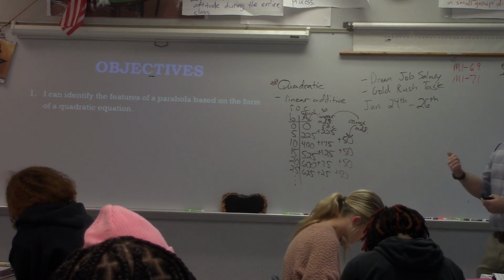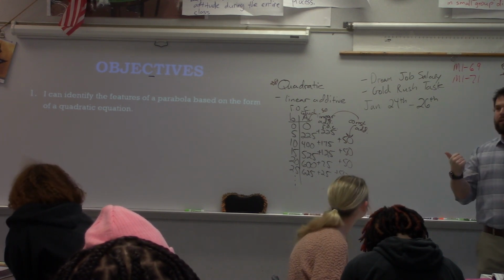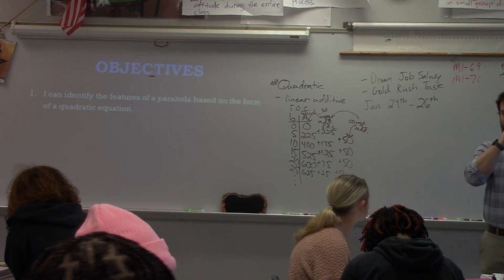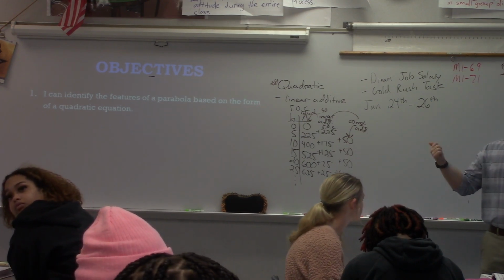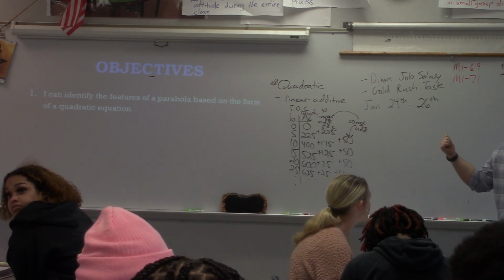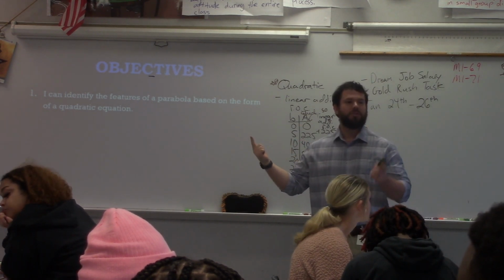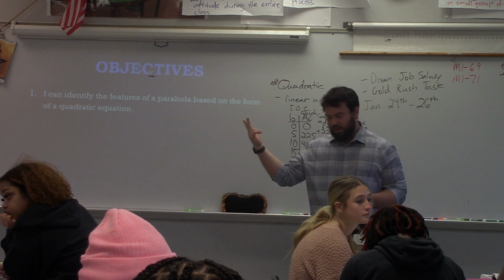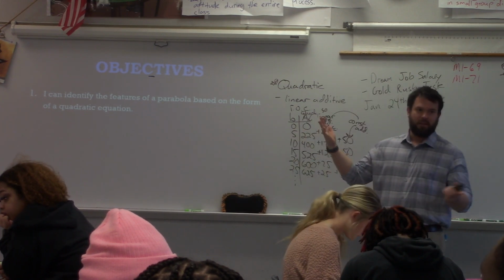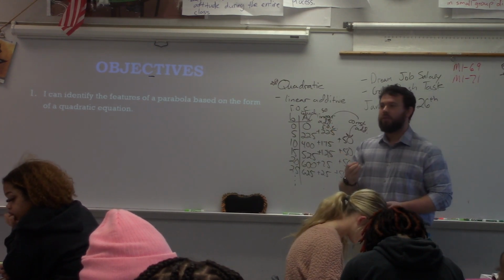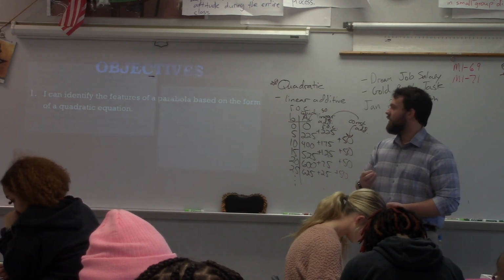Now, what are the features that we are looking at? Concavity. What else? X and Y intercepts. Do not forget your X and Y intercepts. What did you say, Phoebe? The vertex. The vertex. What else? And the line of symmetry. Those are your features that you have to be able to quickly identify.